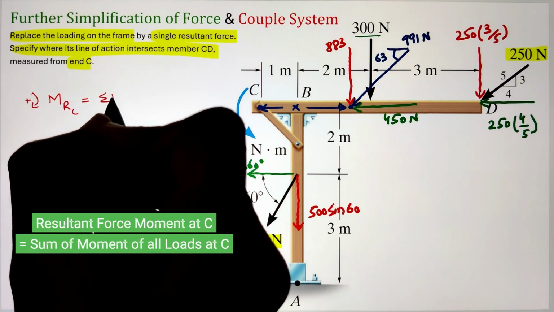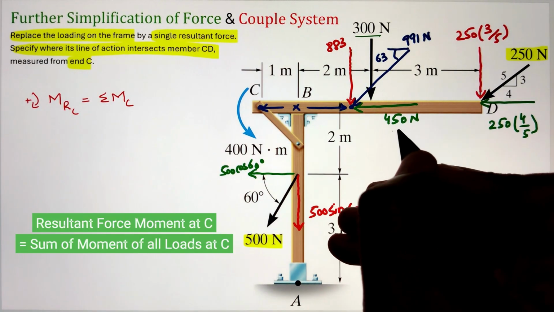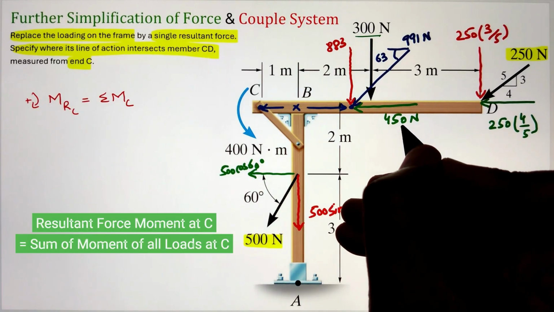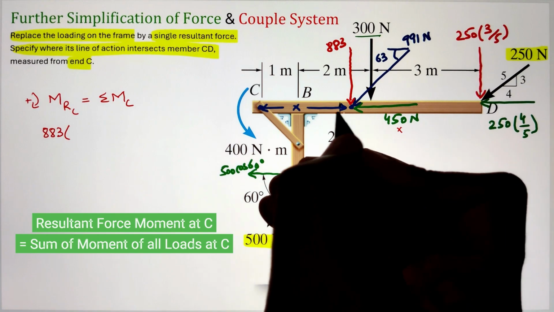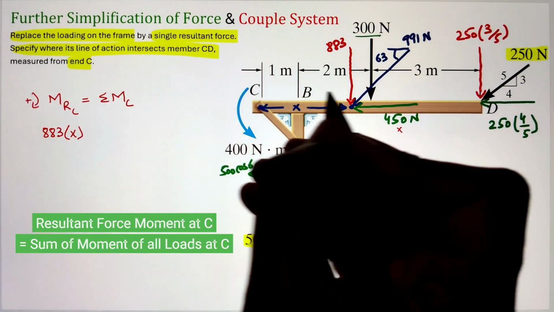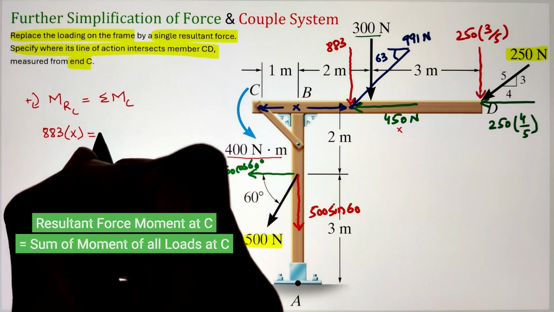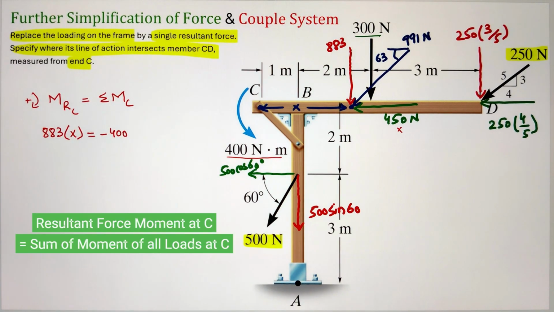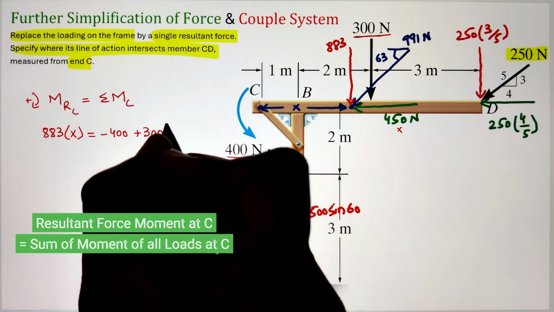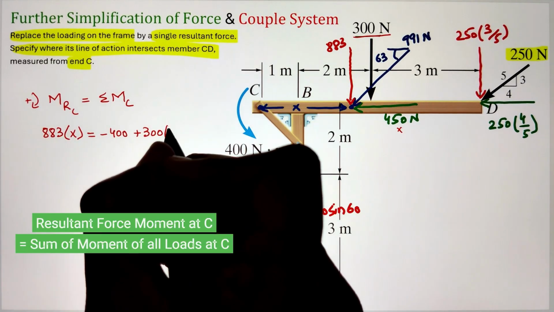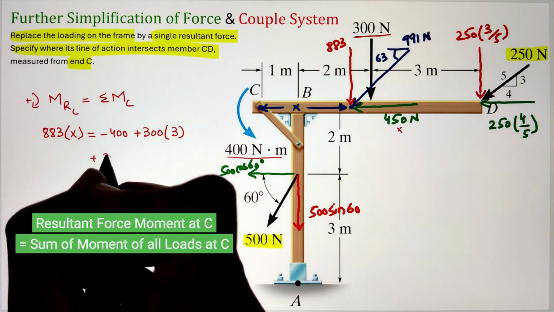So to apply, let's look at the resultant force first. Since our 450 Newton is acting in the line of action of C, it won't have any turning effect. It is just going to push the point C, whereas 883 is vertically acting, so it has a moment arm of x with respect to point C, and it's going to create our clockwise moment. Next, let's go ahead and look at the individual moment components. So in this case, we are given an external couple moment of 400 Newton meter that is acting in the counterclockwise direction. That's why we have represented it as a negative sign.